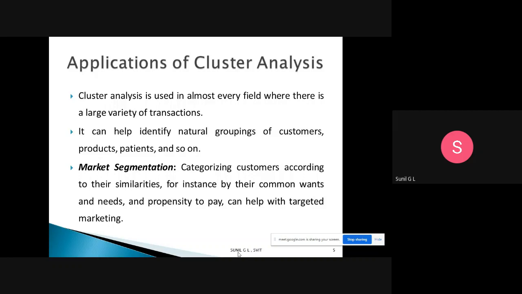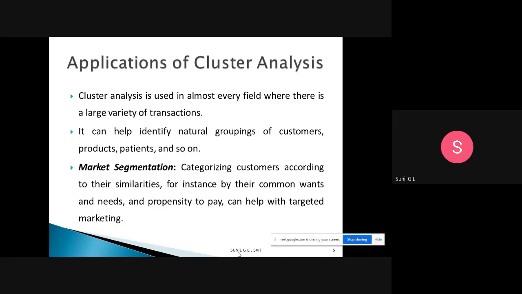So we cluster customers who buy more than 10,000 into one group. The customers who swipe the credit card, we will make one group. The customers who spend only cash, we make one group. The customers regularly visiting the retail store, we will make one group. Like that, we may group n number of natural clusters for customers, and likewise for patients, products, and everything. So one application is market segmentation.